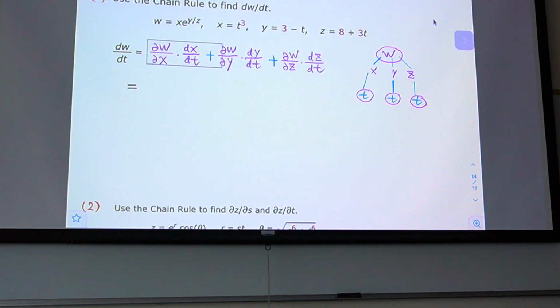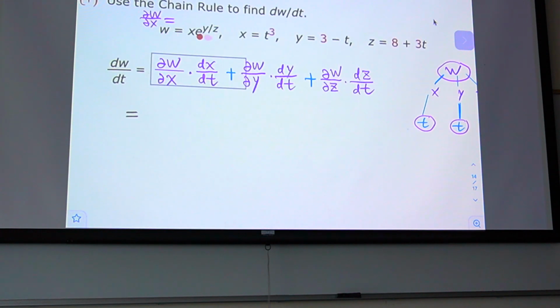Now, once you have this, let's try to find partial w partial x. What would that be? When we're trying to find the partial derivative of w with respect to x, we fix the rest of the variables, y and z. So let's consider y and z as constants. Then e to the y over z would be a constant also. So what's the derivative with respect to x? One times e to the y over z. Good job.